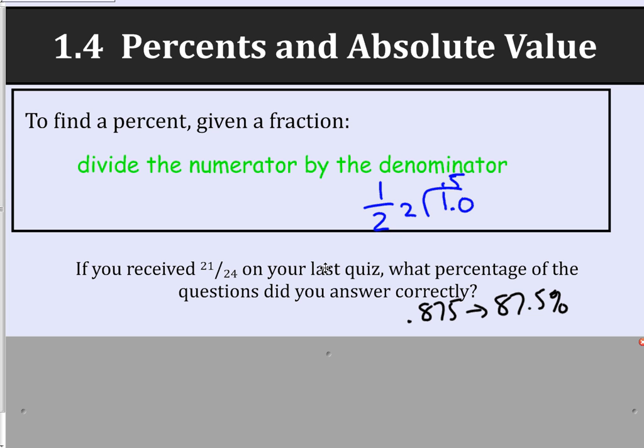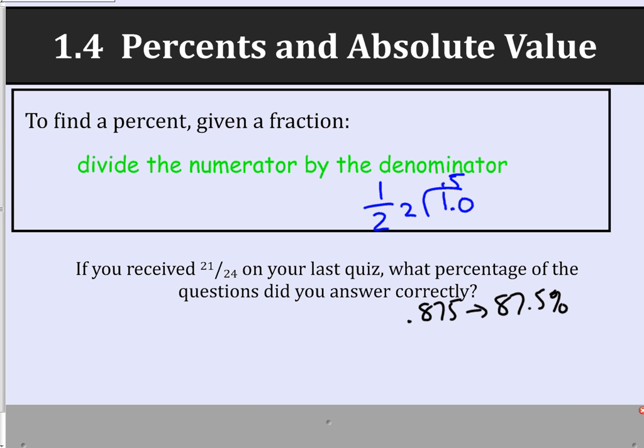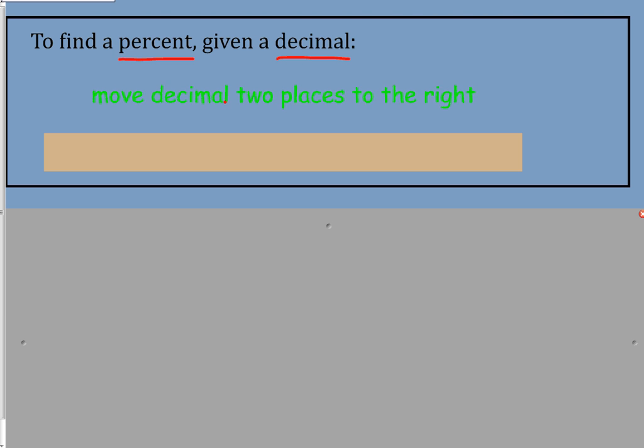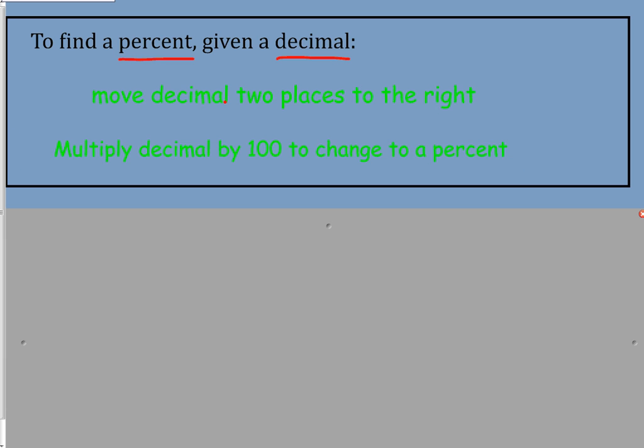All right. So kind of the relationship you're looking at is fraction, decimal, percent. Kind of the behavior that goes back and forth is just for decimal and percent, you're going to move the decimal place 2 places, either right or left. So to find a percent given a decimal, you're kind of working backwards trying to figure out what the percent is. Move the decimal 2 places to the right. So multiply the decimal by 100 to change to a percent.